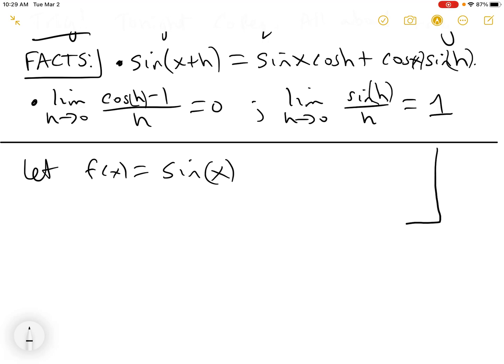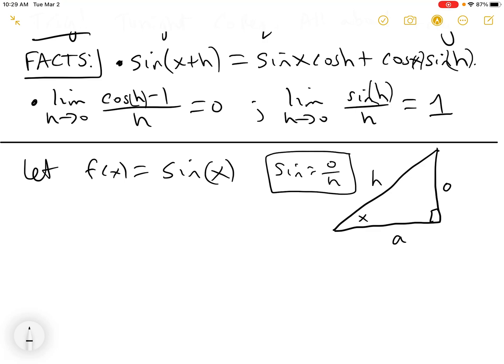And just for a quick review of the triangle here, a right triangle, if my angle is x here, this is the side opposite, side adjacent, side hypotenuse, and so what is sine? Sine is the ratio of the opposite side over the hypotenuse. We look at it more as a function. And what we want to do is find the derivative of sine x.